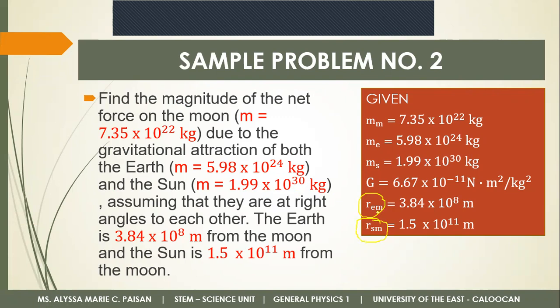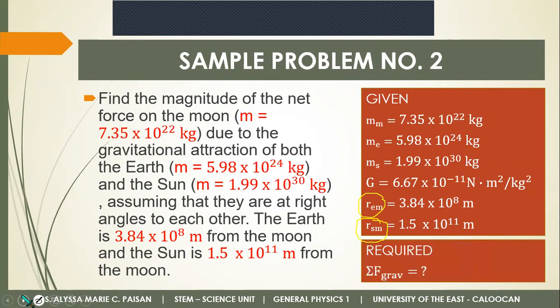Okay, so the distance between Earth and Moon is 3.84 times 10 raised to 8 meters, and then the distance between Sun and Moon is 1.5 times 10 raised to 11 meters. So we are again required to get the net gravitational force. That's why here you see that we have the Greek letter sigma again. So force to, syempre pwede natin itong i-add.